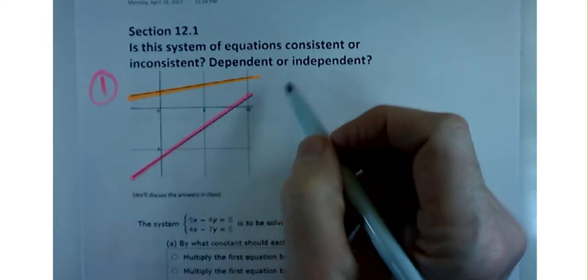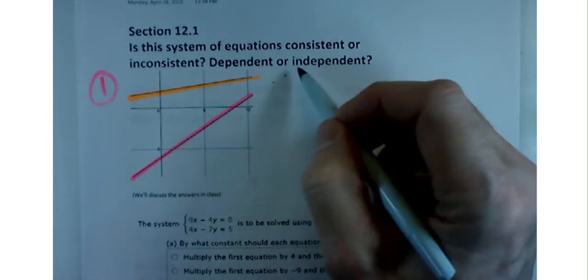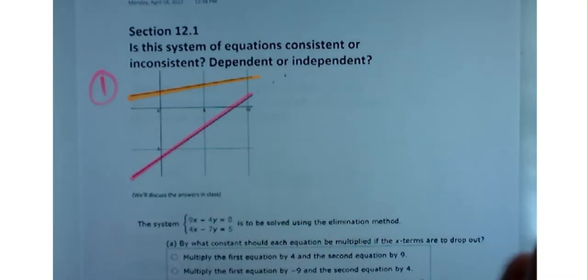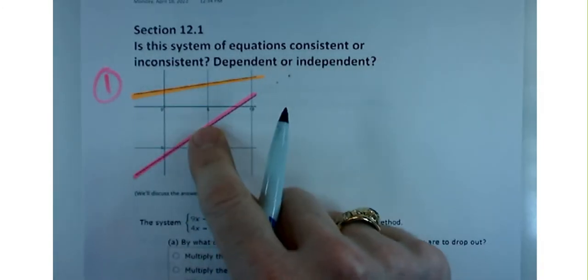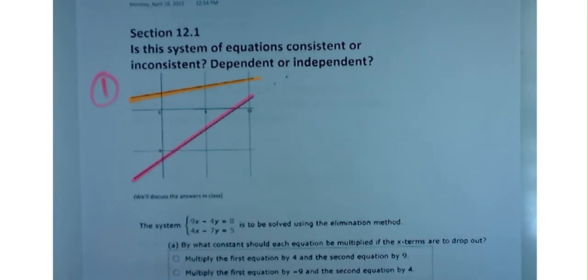Now, I don't see them crossing each other here. Oh, but they eventually do. Eventually they will, right? The only way they wouldn't cross each other is if they were parallel. So, even though it's not shown here, they will cross each other. So that would make it, what's your answer here?